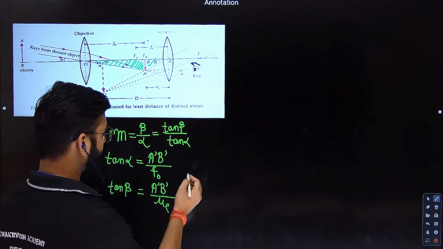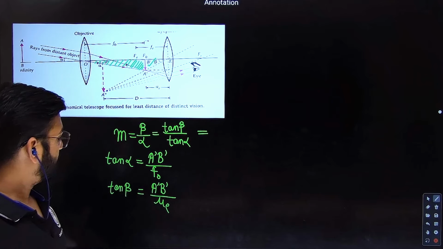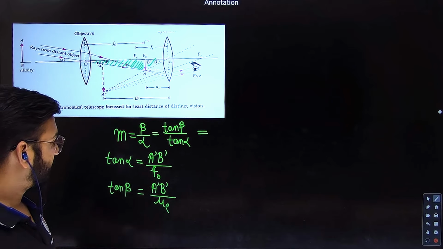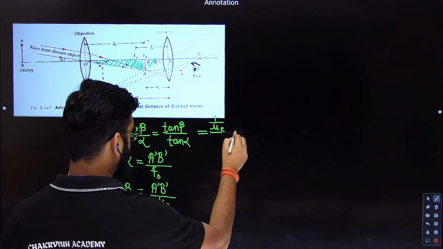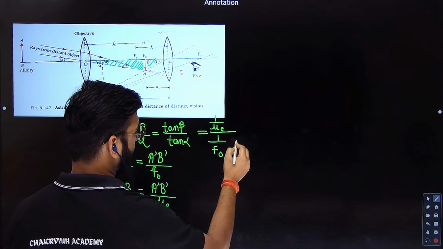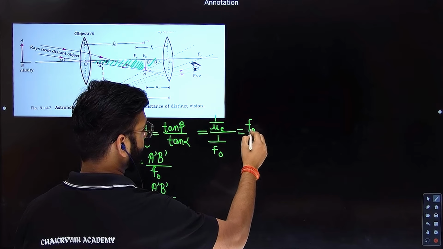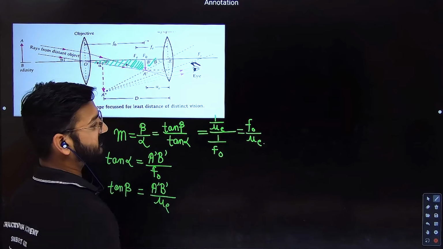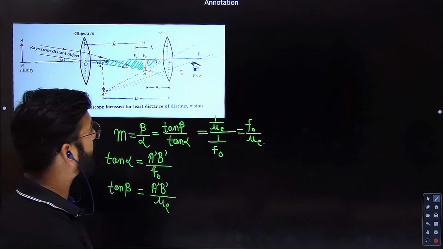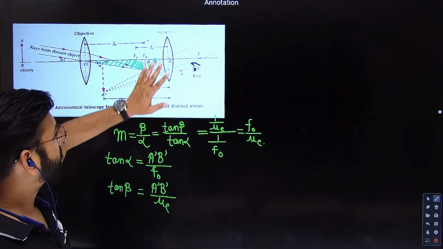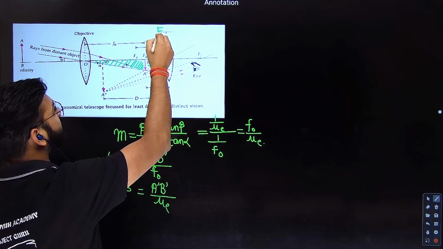Now, if I find the magnifying power, if I divide both, A dash B dash gets cancelled. So tan beta, 1 by UE divided by 1 by FO. So what will be the expression? FO by UE. This is the expression for magnifying power, but we need to modify it. How will I modify? I will apply the lens formula. This is the eyepiece.